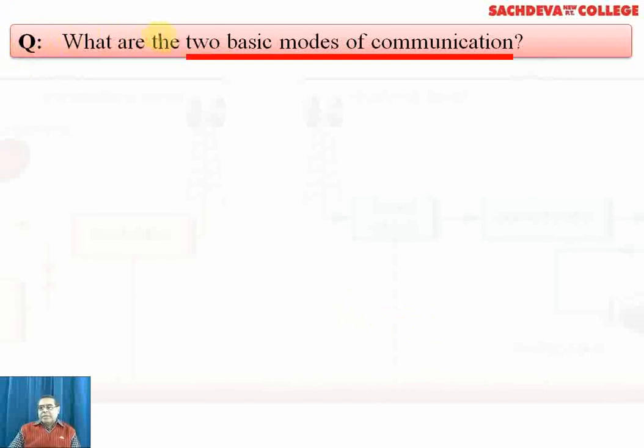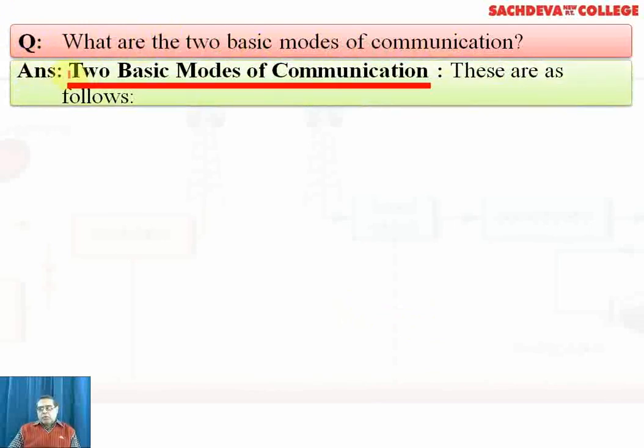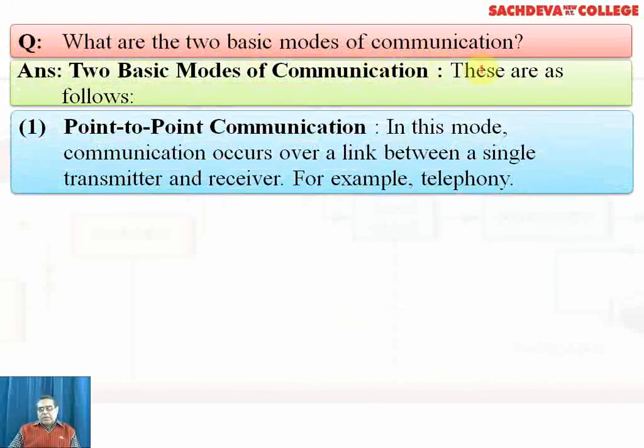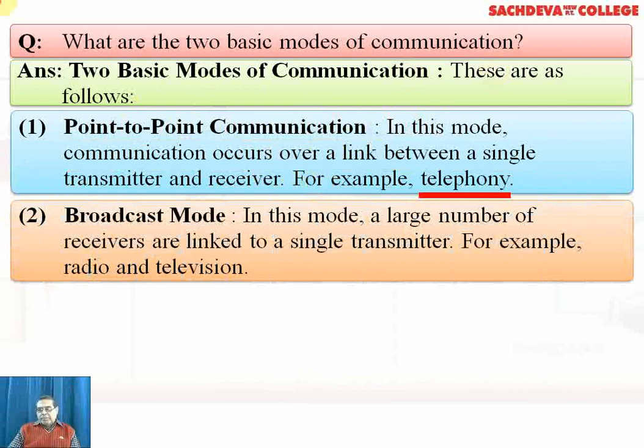Now, what are the two basic modes of communication? We have to go through the methods of communication. The two basic modes of communication are as follows. Number one is point-to-point communication. In this mode, communication occurs over a link between a single transmitter and a receiver. For example, telephony. So here there is a single transmitter and receiver, but in broadcast mode, a large number of receivers are there.